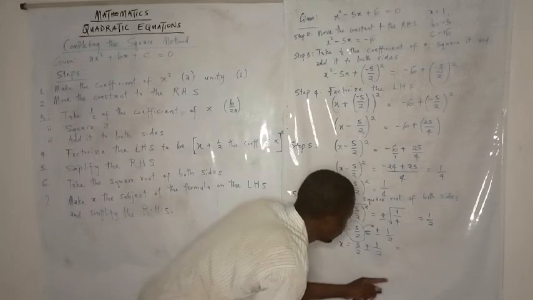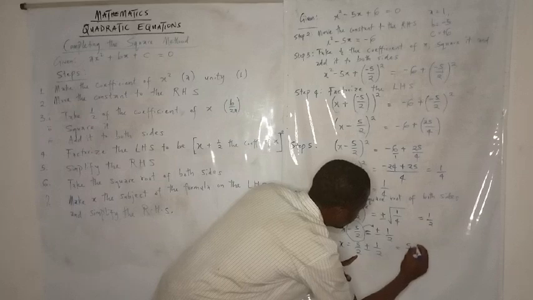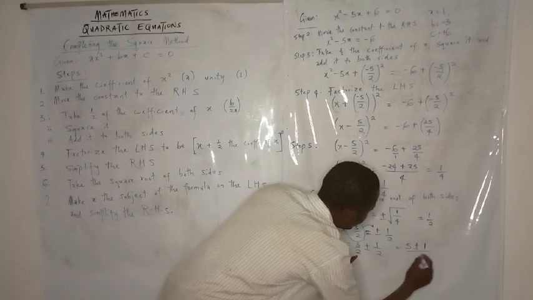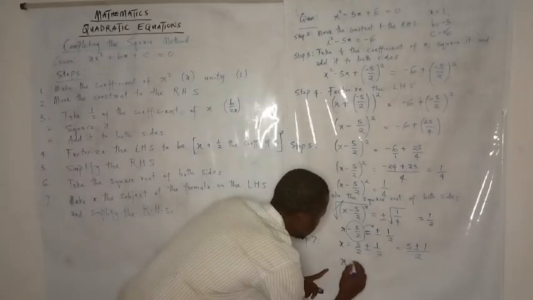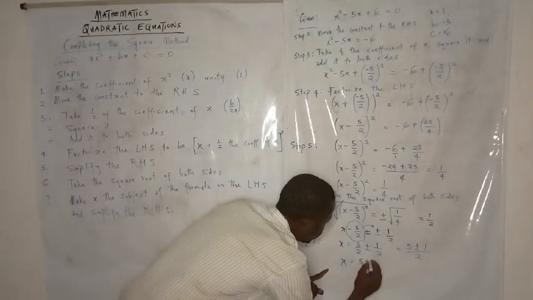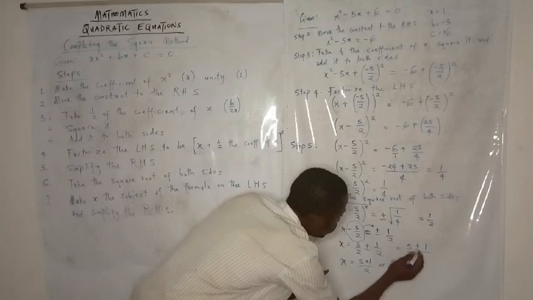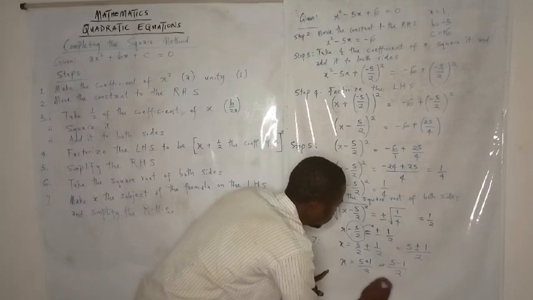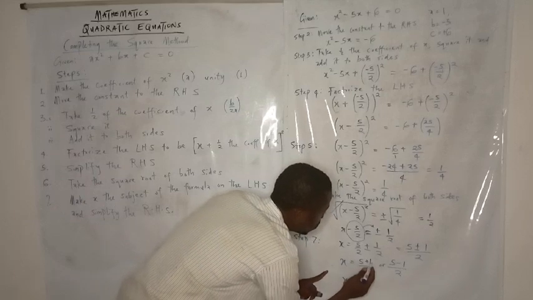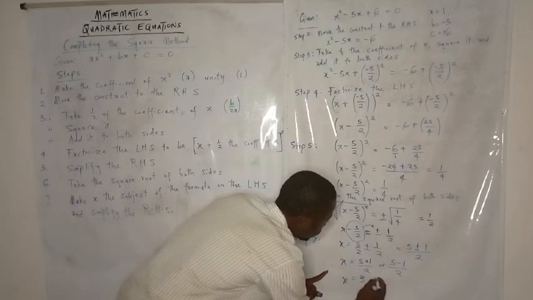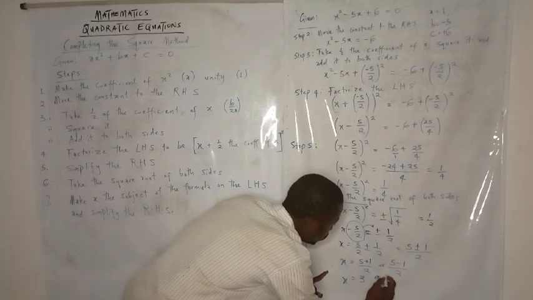Because the denominators are the same, we'll take one of them. This will be 5 plus or minus 1 all over 2. So if we do this, we'll have x is equal to 5 plus 1 all over 2, or 5 minus 1 all over 2, because we have plus or minus. Therefore, x will be equal to 5 plus 1 is 6, 6 over 2 will be 3, or 5 minus 1 is 4, and 4 divided by 2 will be 2.